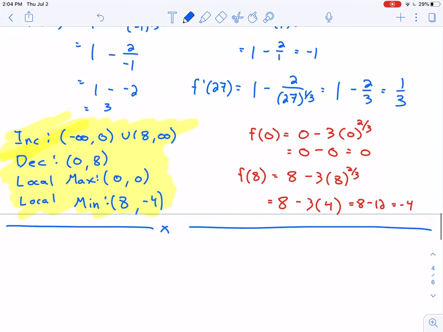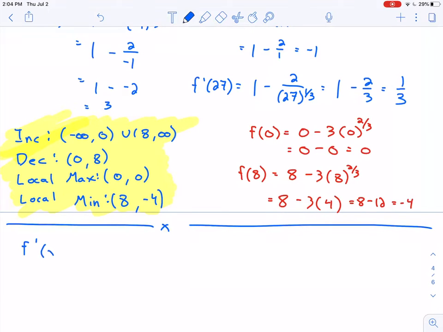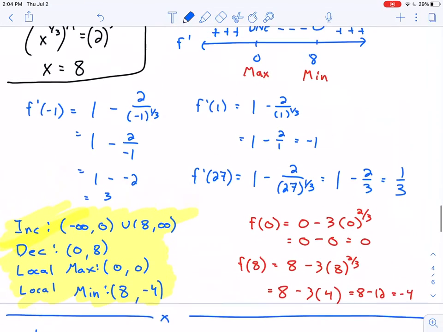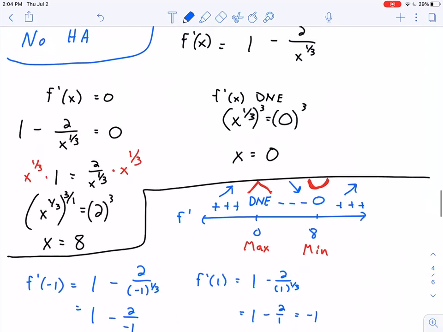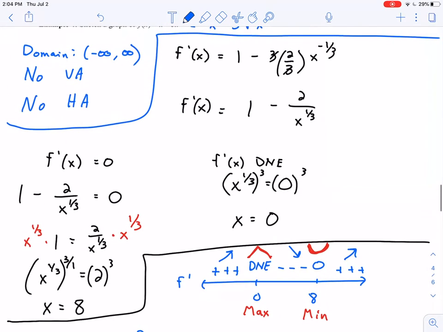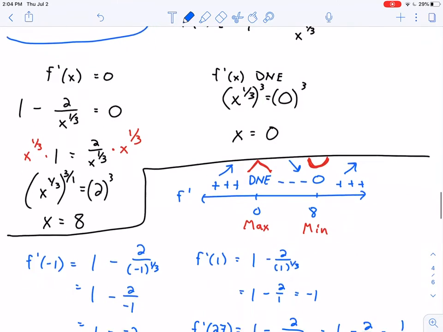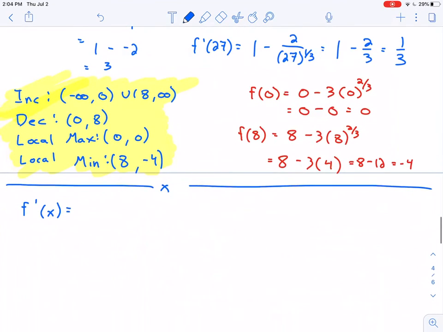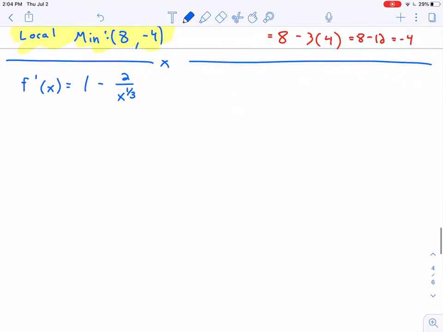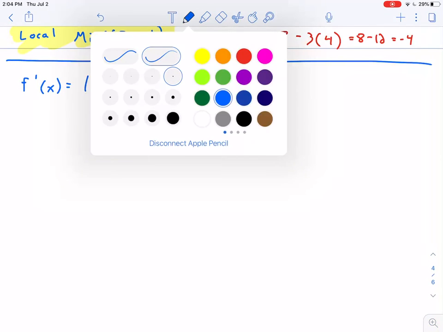So my second derivative, let's actually just copy down our first derivative so that we have it ready. Where was our first derivative? 1 minus 2 over x to the 1/3 power. I don't particularly want to have to do a quotient rule for this term, so I'm going to rewrite that as 1 minus 2x to the negative 1/3 power. Then I think I'm ready to go.